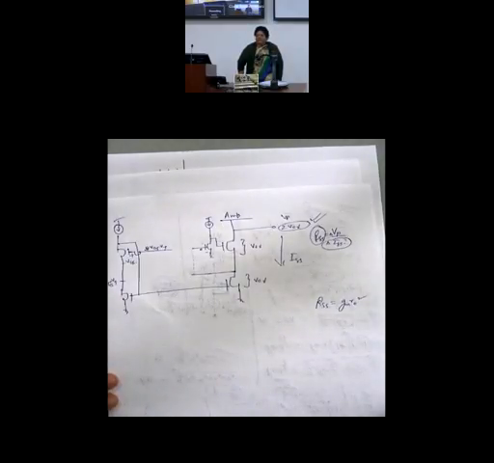So I cannot make this dash connection. But still I want a gain boosting, so I have to find a way out. How to do gain boosting? So I use the concept of propagating the voltage.